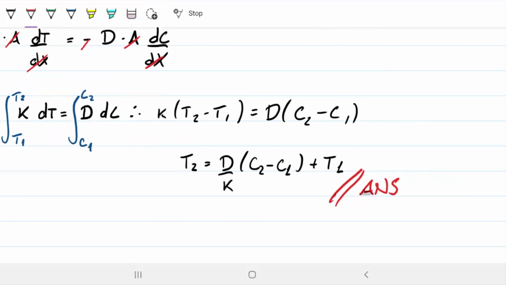There's no practical application unless you have an ideal situation in which the mass transfer and the heat transfer are the same. It's more of a theoretical exercise for us to note the relationship between Fourier's law and Fick's law and the analogies between the two of them. Any questions?